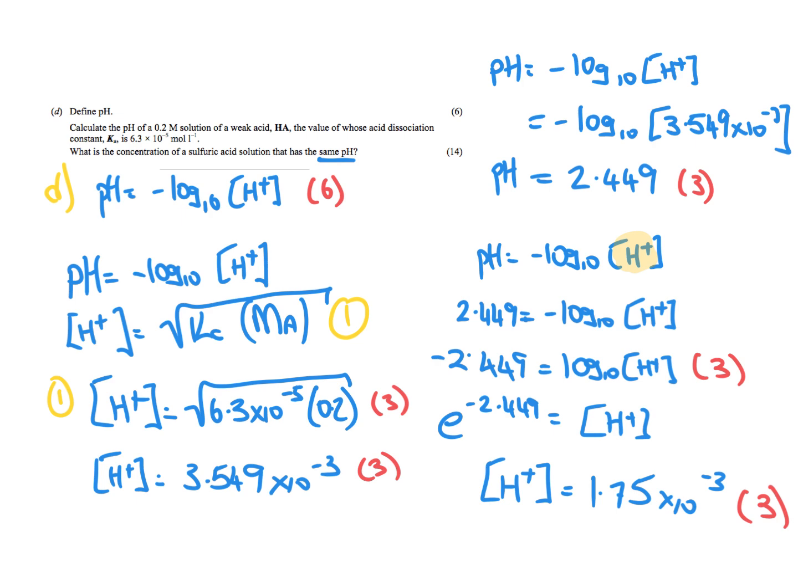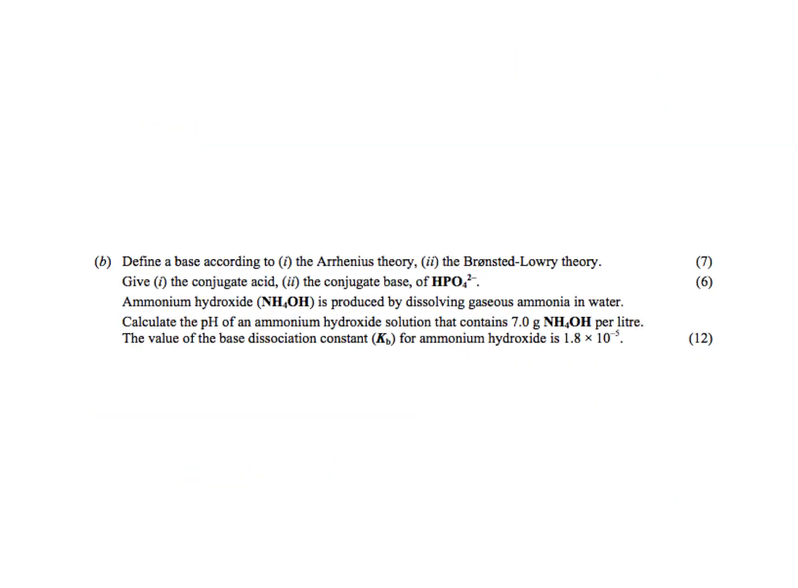So let's try another exam question for you. Let's keep the ball rolling. So this next question then is 2013 question 11b, and this one focuses, rather than looking at the acid calculations, on base calculations so that you get some experience with those. So for part B, it asks us to define a base according to Arrhenius theory and Bronsted-Lowry theory.